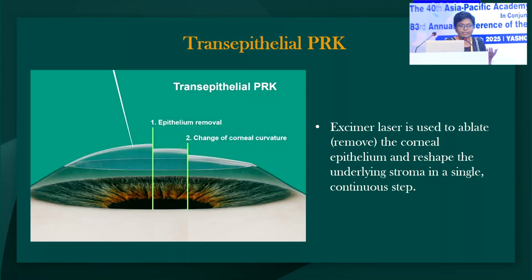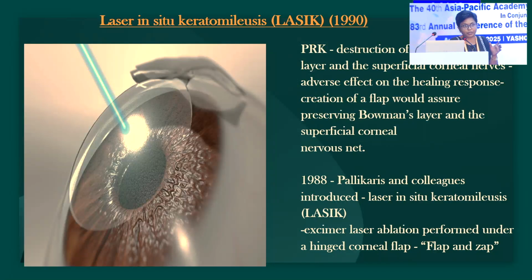What they decided to do was make a cut, shift the entire thing, the Bowman's and the neural network, to one side, and then apply laser. That was given in the 1990s by Pallikaris and Buratto, and they called it the flap and zap technique. Probably the PRK people will try to negate my point that nothing like this happens, but that is how it all started. LASIK came into picture.